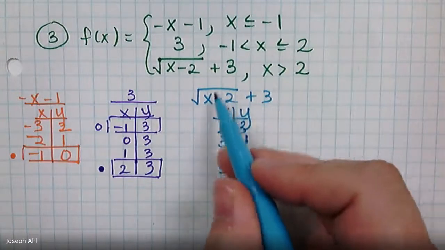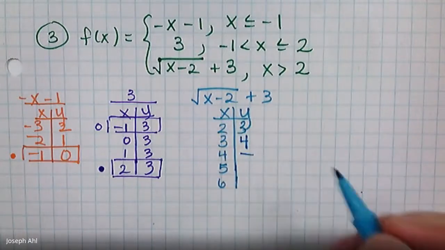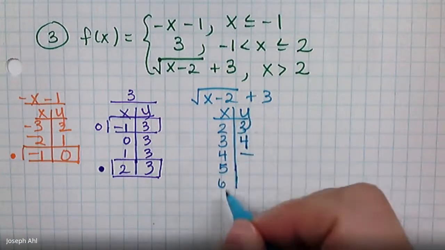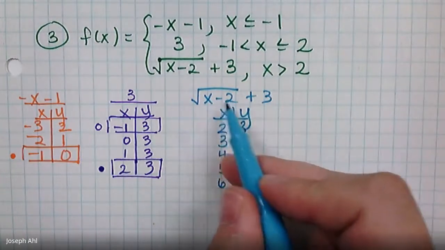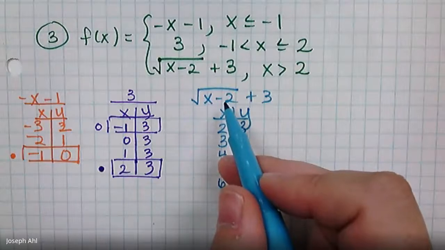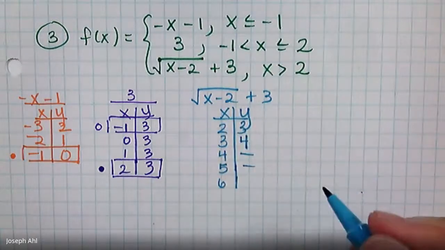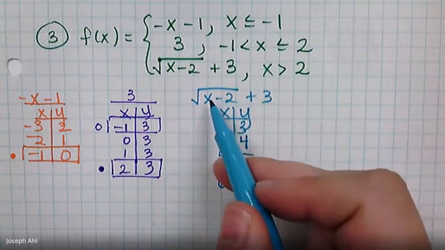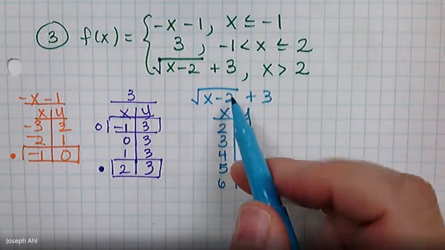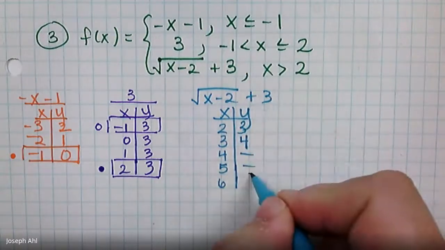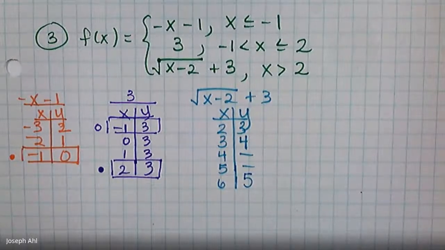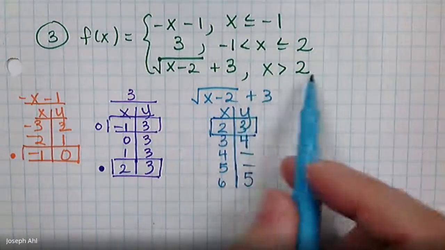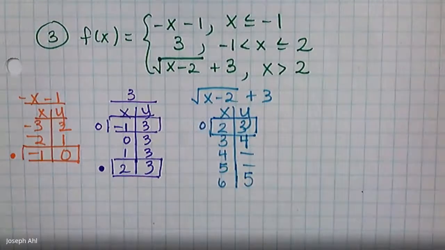If I plug in 4, I get radical 2 plus 3, which is all fine and great, but I don't really want to write decimals down, so I'm going to ignore that for now. Same thing with 5. I mean, 5 minus 2 is radical 3, which is about 1.7. But I only really like perfect squares underneath there for now. 6 works nicely, doesn't it? 6 minus 2 is 4. The square root of 4 is 2. And then plus 3 would be 5. So that's a nice point to include. But remember that where x equals 2, that first part should really be an open circle.